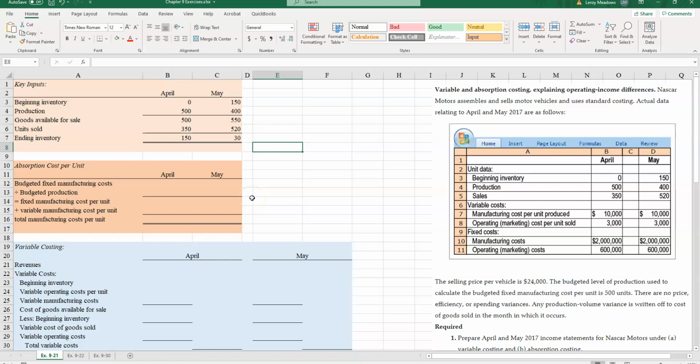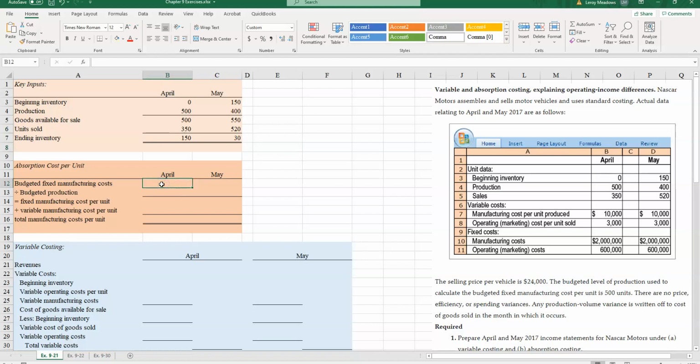Now that I know that, I'm going to move on to figuring out my absorption cost per unit. I know my cost per unit under variable costing, because it gives me variable manufacturing cost per unit, 10,000 for each month of April and May. But I want to know my total manufacturing cost per unit under absorption costing, because remember, variable costing only includes variable manufacturing cost per unit, whereas under absorption costing we include fixed manufacturing cost per unit. So let's figure out our total manufacturing cost per unit under absorption costing.